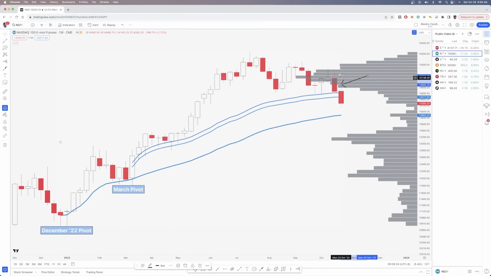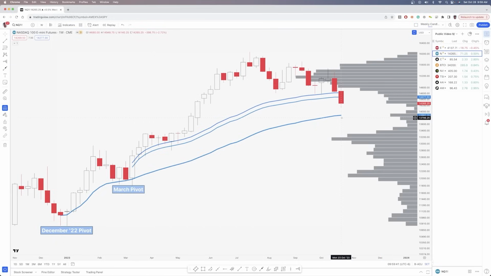The people at the bottom of this shelf get back to break even. They sell out. That creates supply in the market. That creates a resistance zone. And then you continue to move down. Broke down through the March pivot VWAP zone, and now we're in this volume gap. And so we could definitely see price move very quickly down through this area.